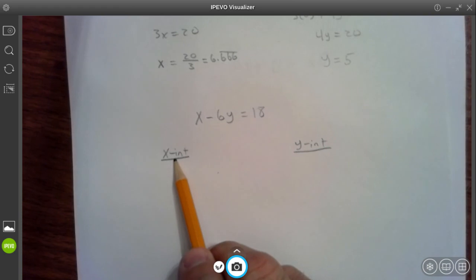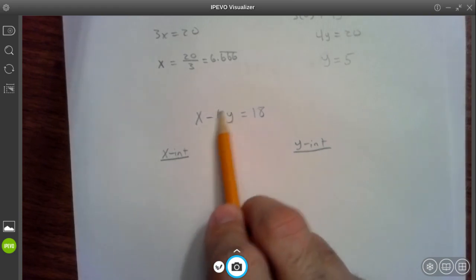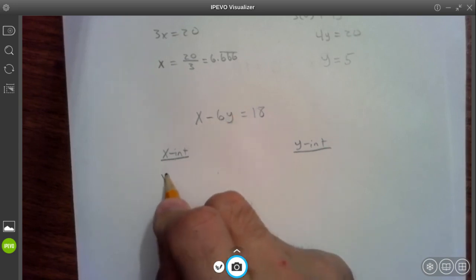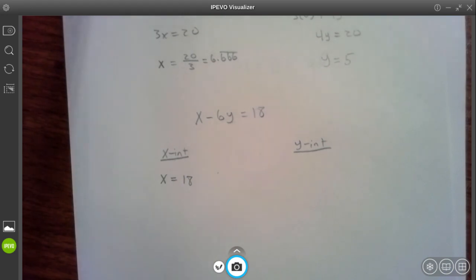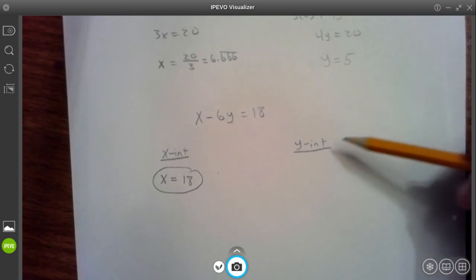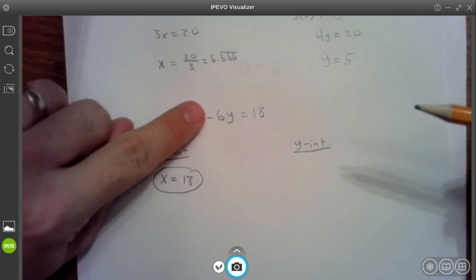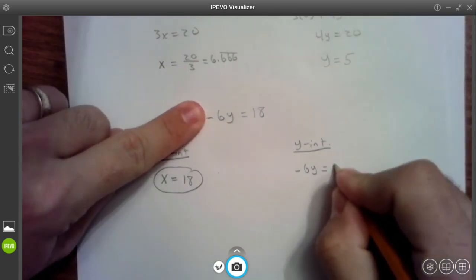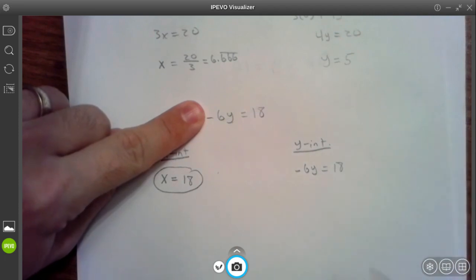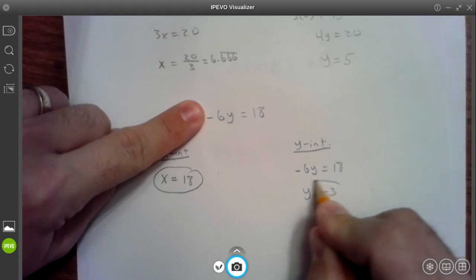To find the x-intercept, I'm going to plug in 0 for the y value here. So this part's just going to cancel out, and I'm left with x equals 18. There's nothing left to do. That's my answer, that's my x-intercept. For my y-intercept, I'll plug in 0 for the x. So this part just gets canceled out, and I'm left with negative 6y equals 18. We'll divide by negative 6, and y is equal to negative 3.